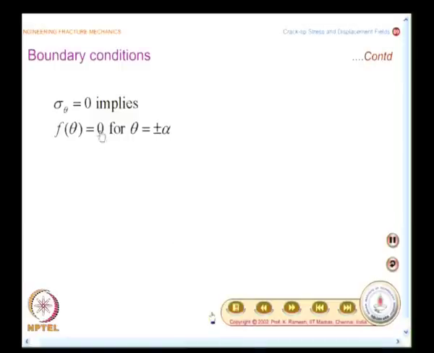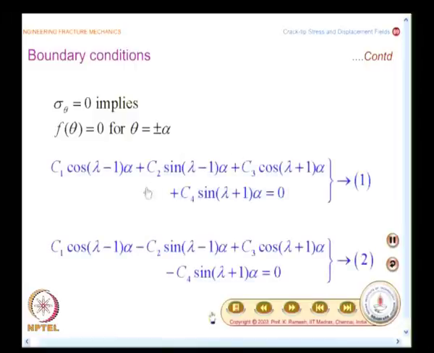So, we will just apply the boundary condition. I am going to say f theta equal to 0 for theta equal to plus or minus alpha, and these expressions are long. Please take your time to write down. I will read them for you. C 1 cos lambda minus 1 alpha plus C 2 sin lambda minus 1 alpha plus C 3 cos lambda plus 1 alpha plus C 4 sin lambda plus 1 alpha equal to 0.